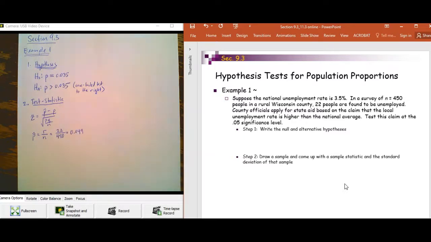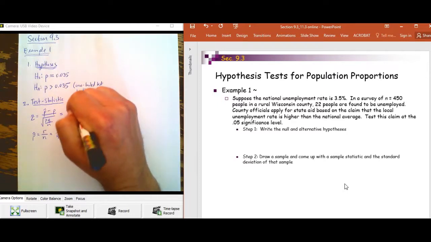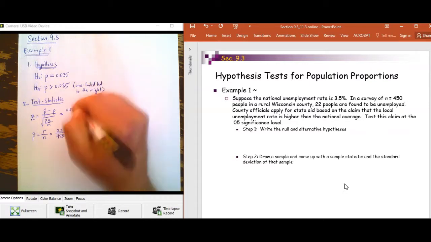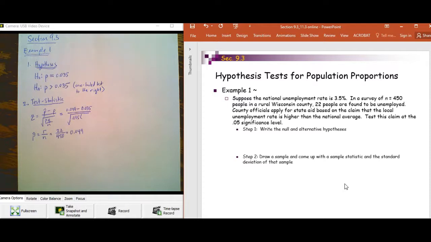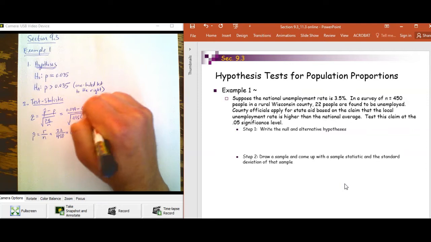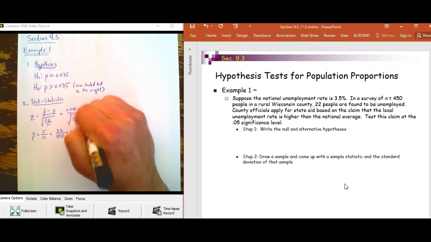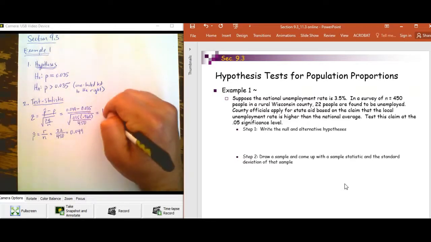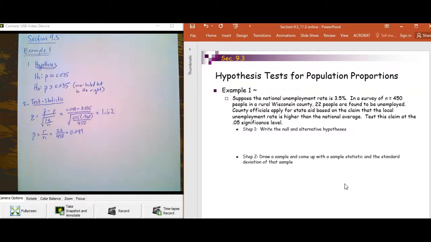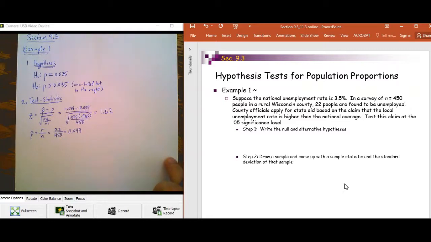Okay. So we can see that from our sample, this value is higher than the national average, but is it significantly higher? So let's plug in our values. 0.049 minus 0.035 over the square root of 0.035 times 1 minus that, which is 0.965, over 450. So let's figure out what that is. Getting 1.62. So our test statistic is 1.62.